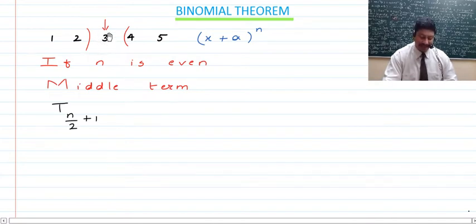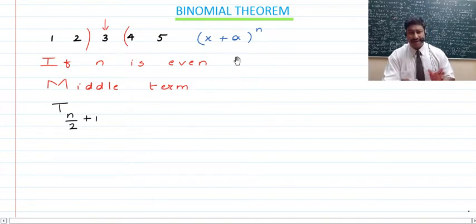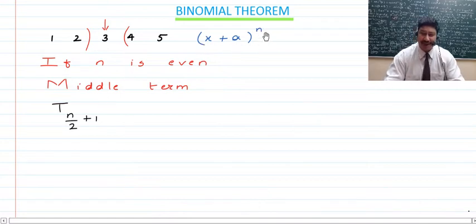And that here in this case is 3. Now we are trying to find out a formula to find out the value of the middle term if we talk about a binomial expansion, right? Now let's say we have all the terms of a binomial expansion and the binomial expansion be x plus a raised to the power n.